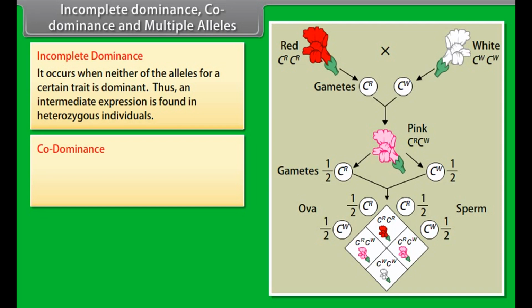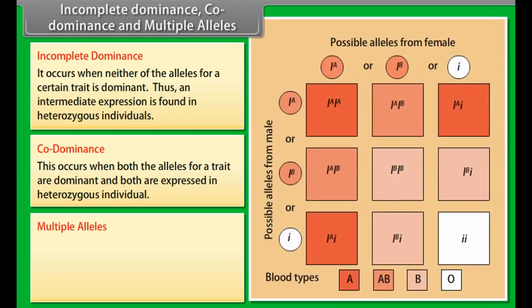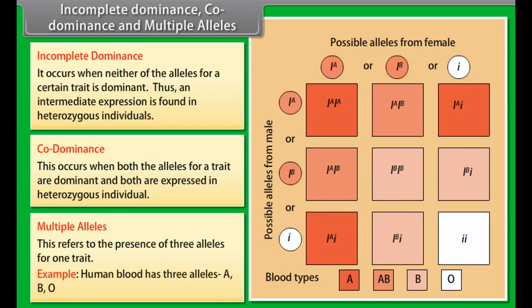Codominance. This occurs when both the alleles for a trait are dominant and both are expressed in a heterozygous individual. Such a phenomenon can be observed with multiple alleles. Multiple alleles. This refers to the presence of three alleles for one trait. Example: human blood has three alleles, A, B, O.